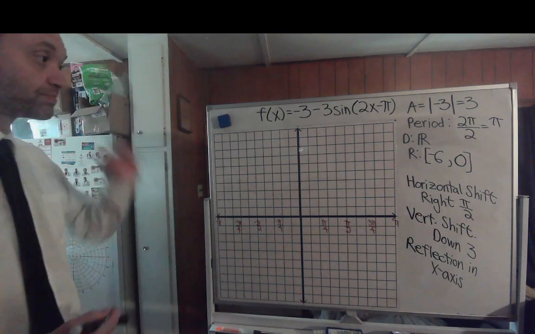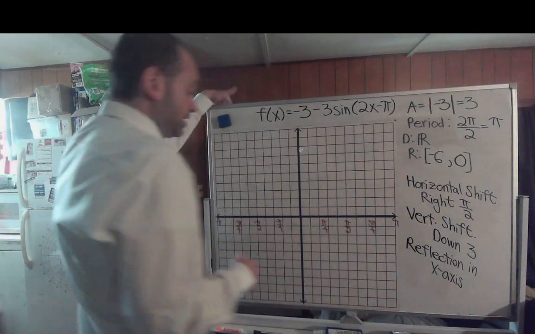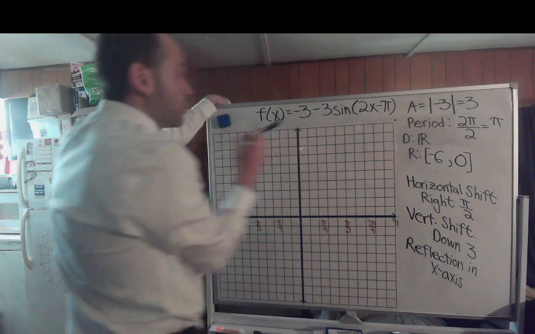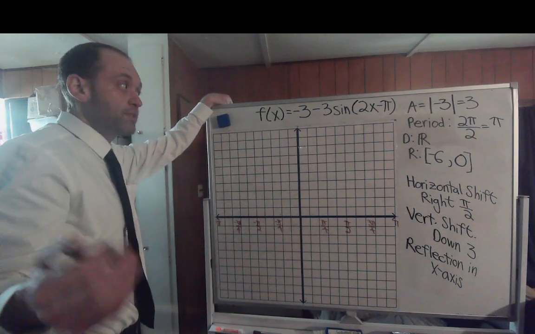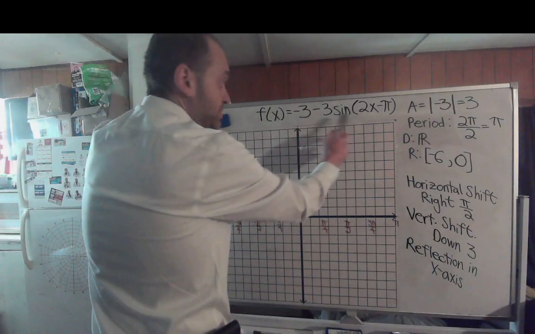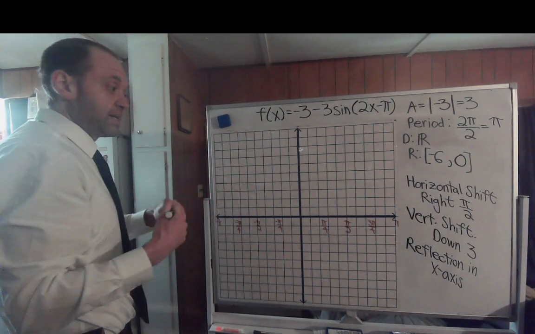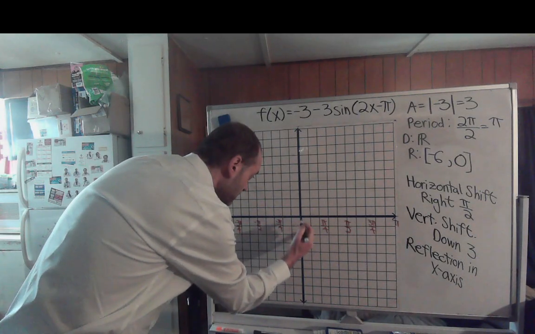So let's say I put in 0 for my x. That would give me the sine of negative pi. That's still 0. Negative 3 times 0 is 0. Negative 3 minus 0 is negative 3.